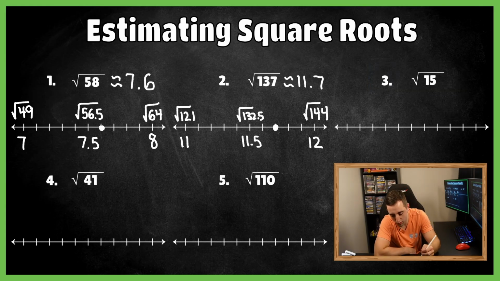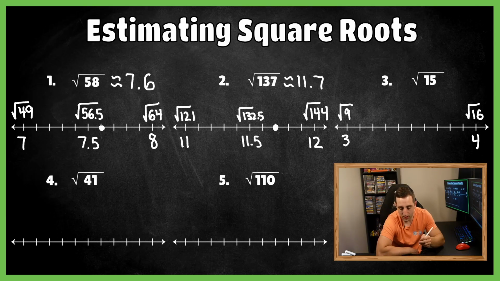For number 3, we have the square root of 15. That is between the two perfect squares of 9, which is going to give us 3 back, and the square root of 16, which is going to give 4 back. And then once again, let's go ahead and find our midpoint at 3.5, which is going to be at 12.5.